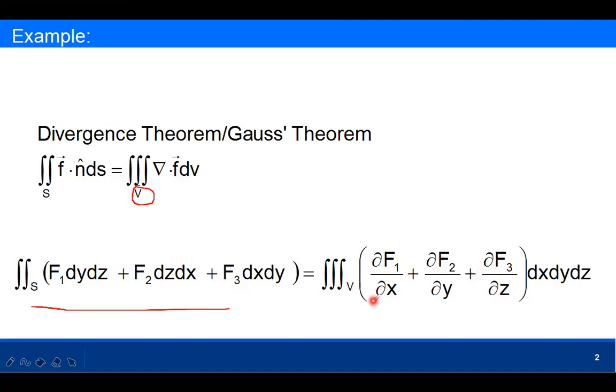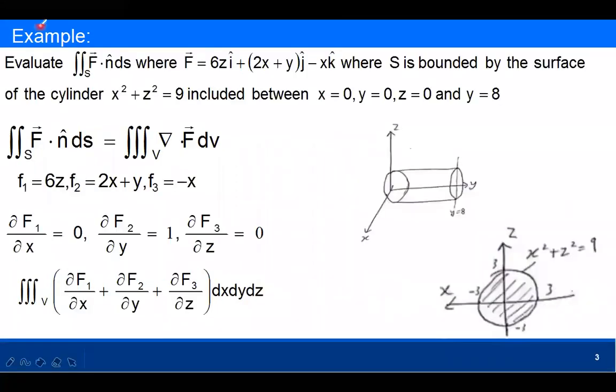Now see one example. Evaluate double integral of f bar dot n ds over the surface S where f bar equal to 6z i plus (2x plus y) j minus x k, where S is bounded by the surface of the cylinder x square plus z square equal to 9, inclined between x equal to 0, y equal to 0, z equal to 0 and y equal to 8. So you can solve by using this surface integral.